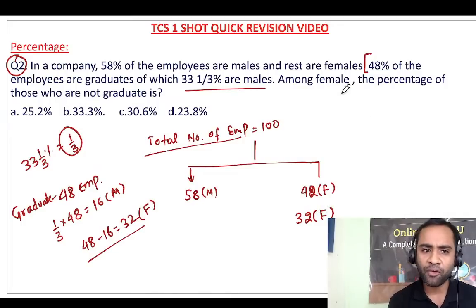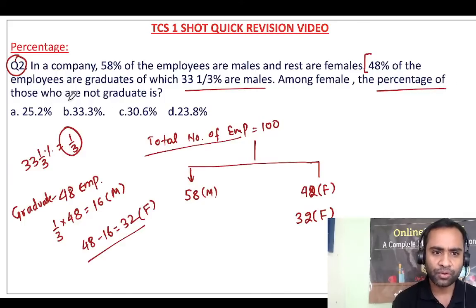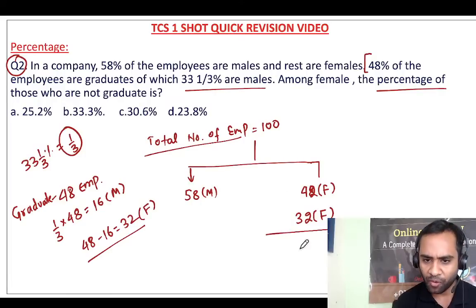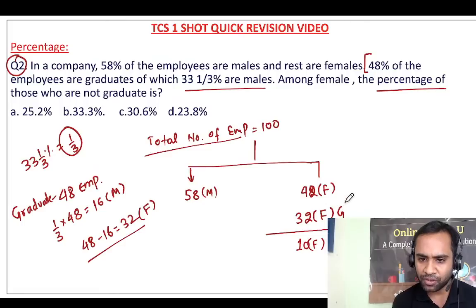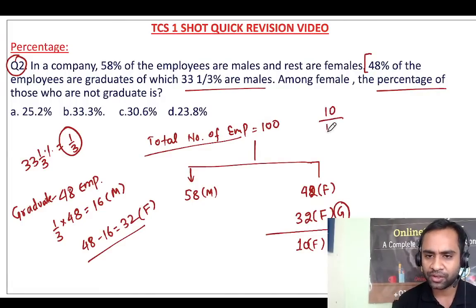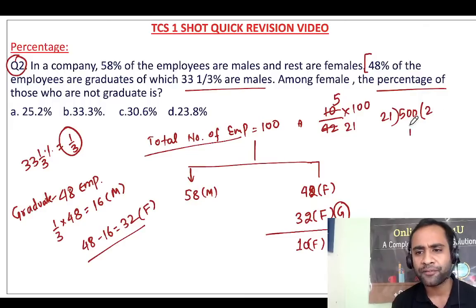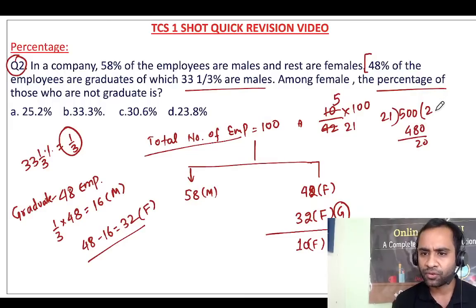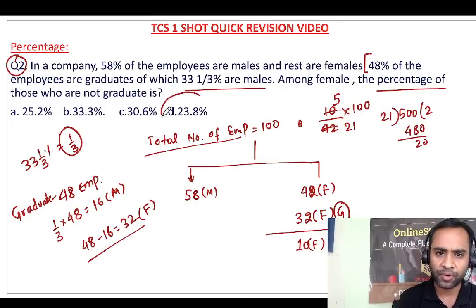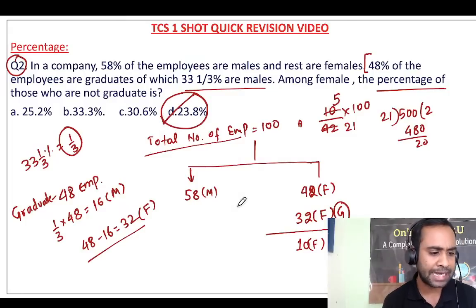Now, among female, the percentage of those who are not graduate. So how many are not graduate? Sir, 10 females are not graduate, because out of 42, 32 are graduate and 10 are not graduate. So 10 is not graduate, total is 42, and just multiply by 100. That's all. So it will be around 23.8%. So option D will become the correct answer for this problem.